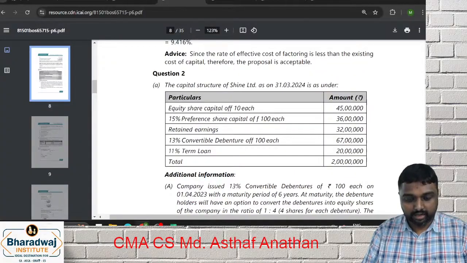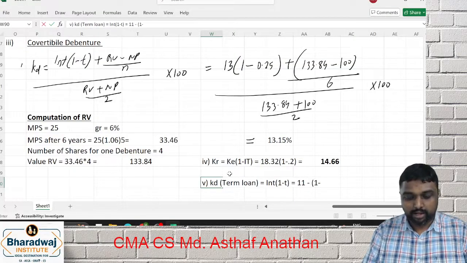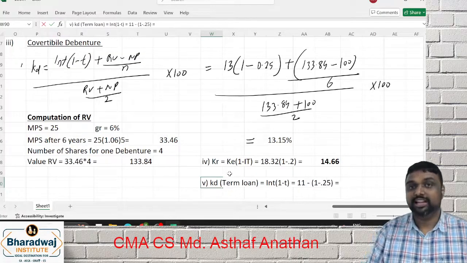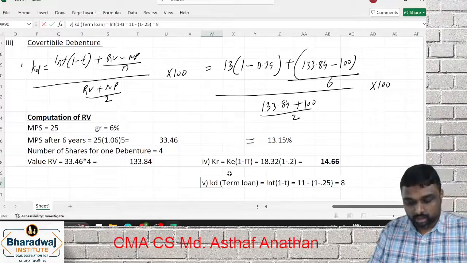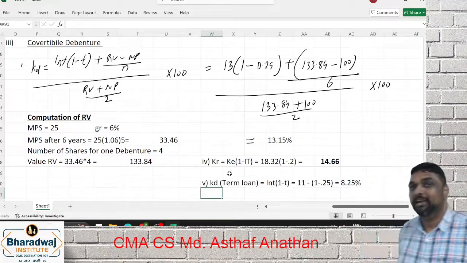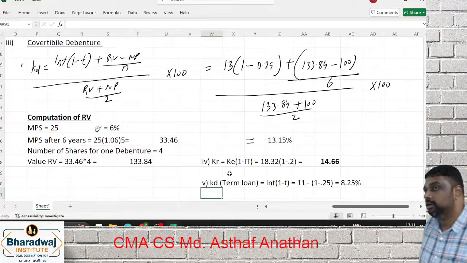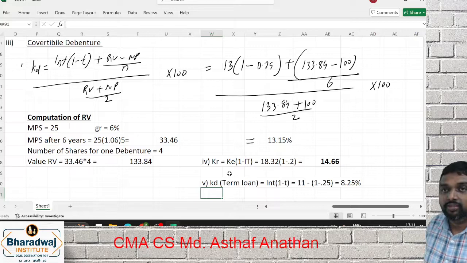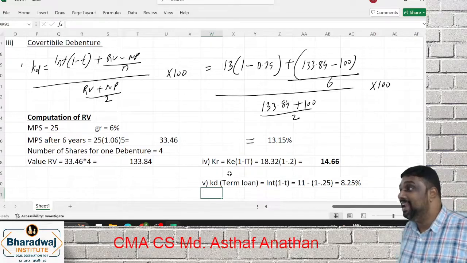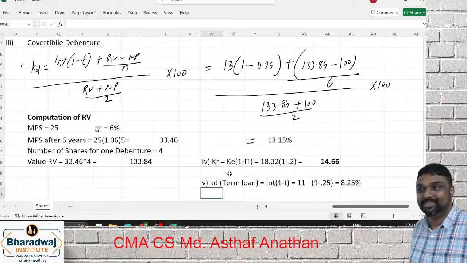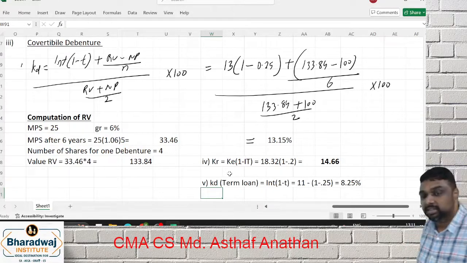So what is the interest rate? 11 into 1 minus 0.25. What will you get, friends? 8.25 percent. What will you get, my dear friends? 8.25 percent. With this, the question is over. This entire revision of concepts we discussed, and we got a very good standard question.